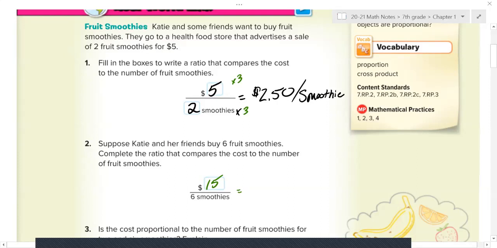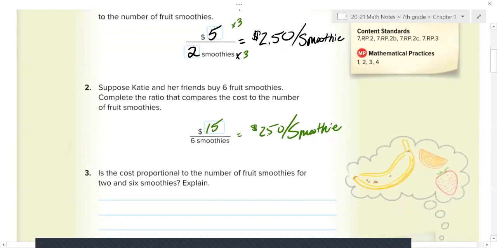And let's check that. Is 15 divided by 6, is that 2.50? Oh, it sure is. And that's still $2.50 a smoothie. Could we just, if we figure out what each one is by itself, just do 2.50 times 6? Yeah, that's one of the 2 methods that we're going to have. Yep, all right, you just had some foresight for the end of the lesson.